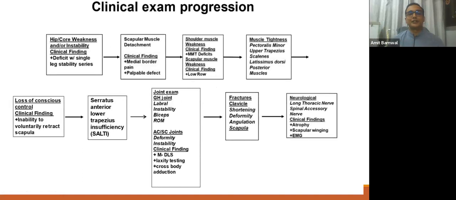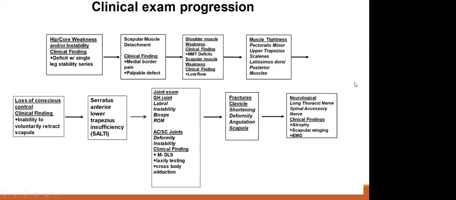Maybe insufficiency of the serratus anterior or trapezius. Maybe joint involvement, any sort of tear or instability. There may be some sort of fracture, like any sort of deformity or difference in angulation. It can be neurological as well, as we mentioned earlier, maybe long thoracic or spinal accessory nerve involvement or neurophysiological changes. I think this is a great slide because this sums up regional interdependence.